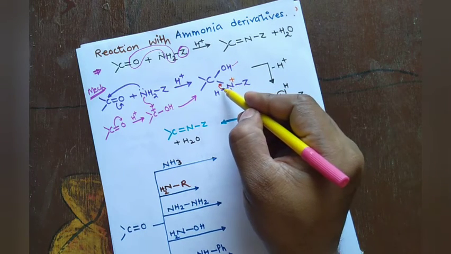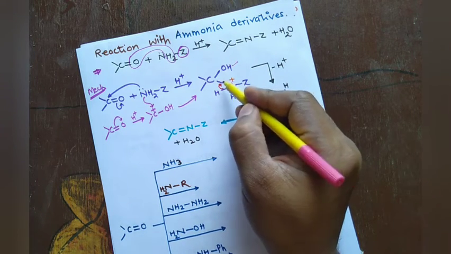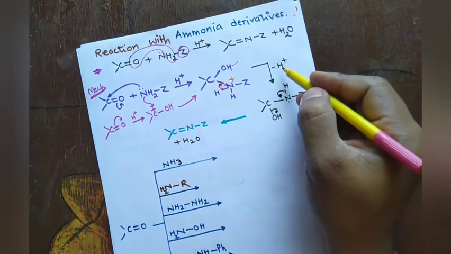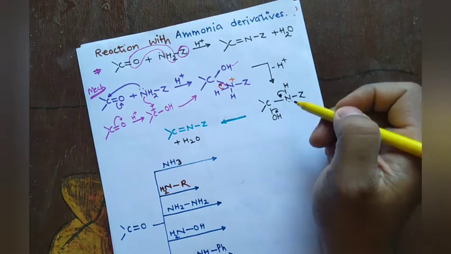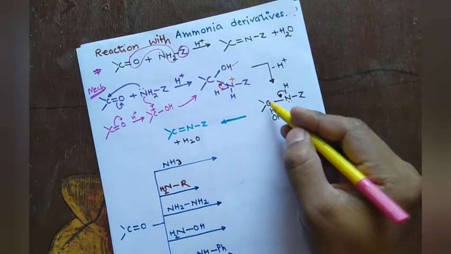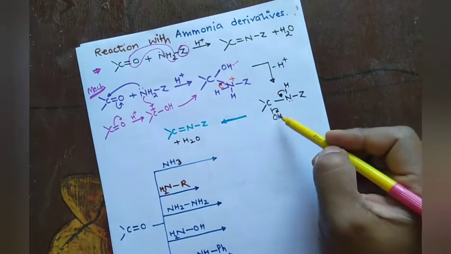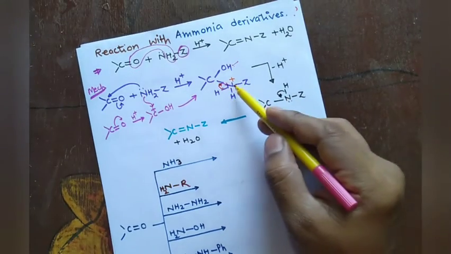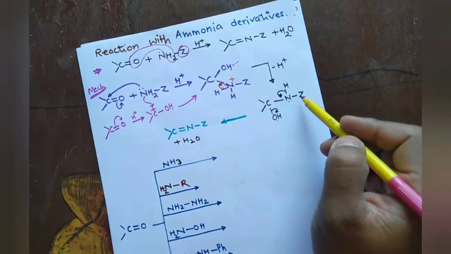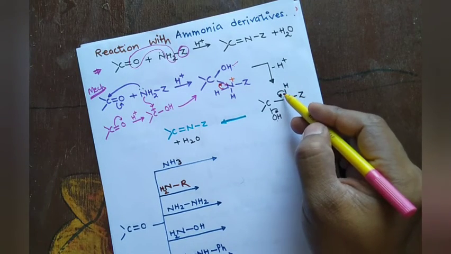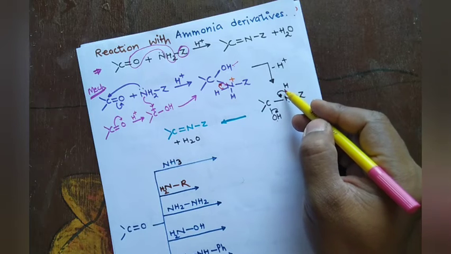Now the nitrogen is having 4 bonds and it bears positive charge. It is unstable. It loses hydrogen in the form of H plus, forming this again. Means what is left here? Carbon is bonded to OH group, carbon is bonded to NHZ. Again this is unstable, it loses hydrogen.